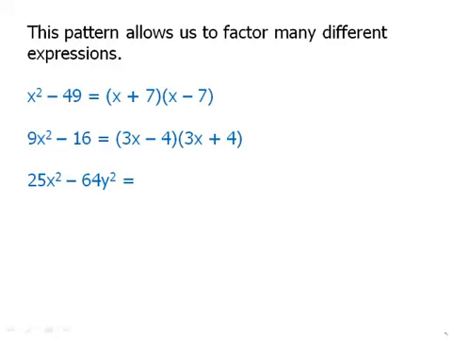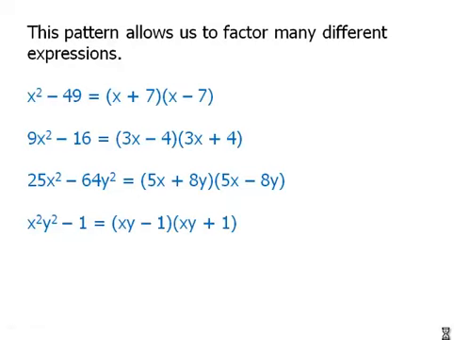25x squared minus 64y squared. The first one is 5x quantity squared. The second one is 8y quantity squared. So a equals 5x, b equals 8y, and this is 5x plus 8y times 5x minus 8y. Finally, x squared y squared minus 1. For x squared y squared, a equals x times y, because x times y squared would be x squared y squared. And of course b would be 1, so this will factor into xy minus 1 times xy plus 1.